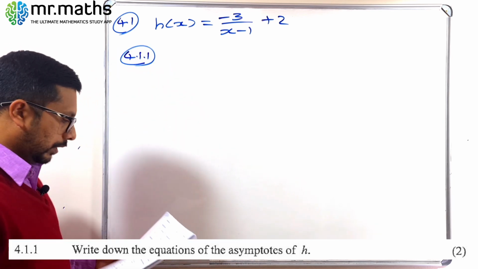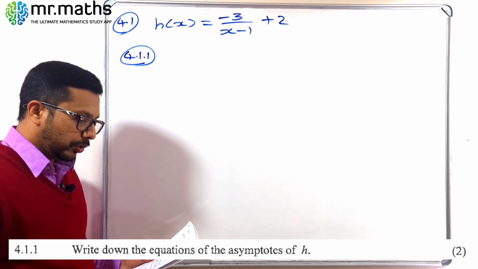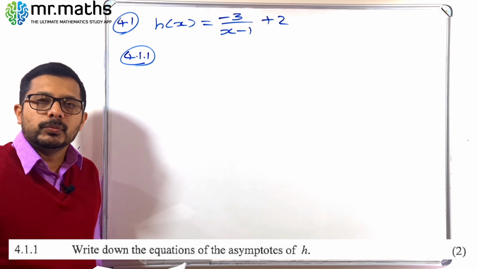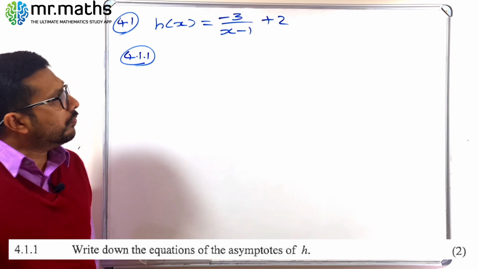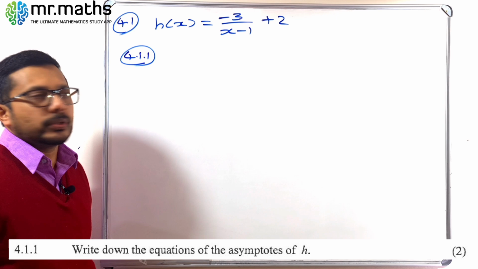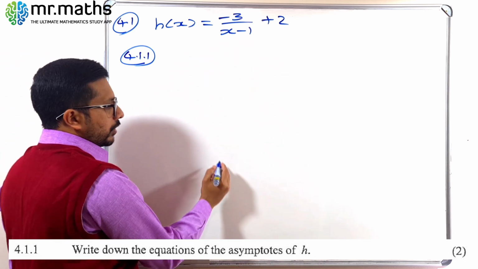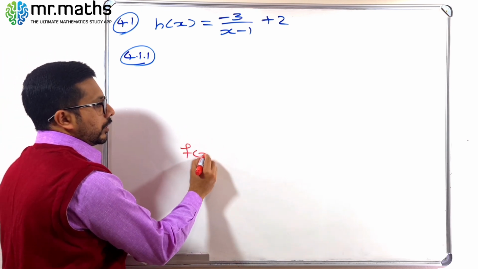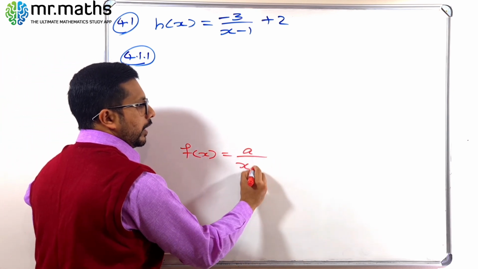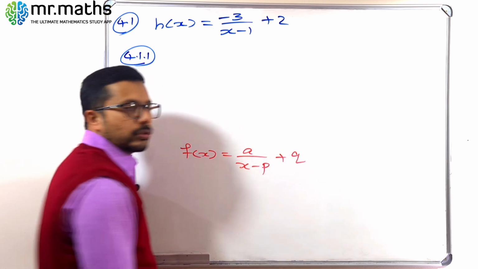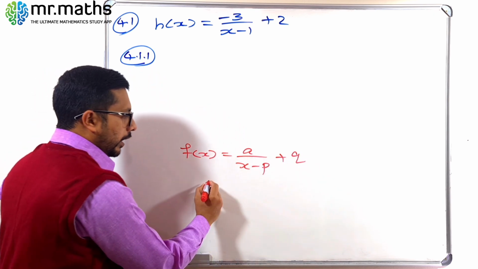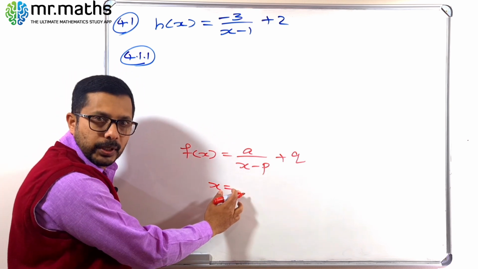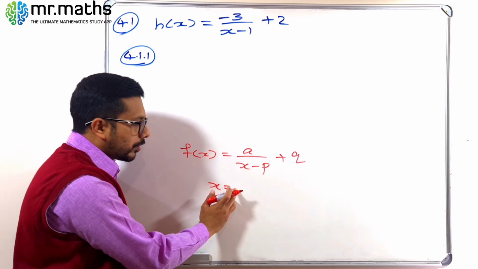4.1.1. Write down the equations of the asymptotes of h. So what are the equations of asymptotes? Here, if we write the general equation like this, for example, another equation, f of x is equal to a divided by x minus p plus q. So what are the equations of the asymptotes? x is equal to, if here it is minus, here you are supposed to write a plus. If here it is plus, here you are supposed to write a minus.